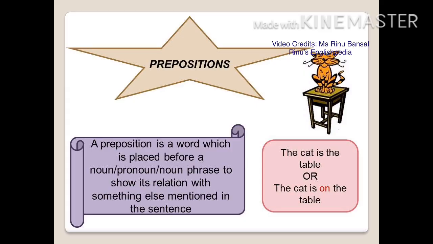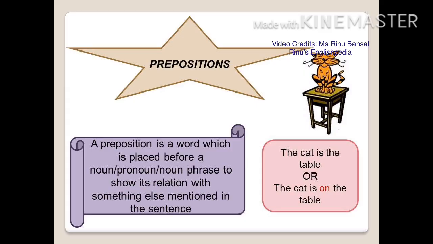In order to understand this, look at the sentence: The cat is the table. Does this sentence make any sense? Is the cat a table, or should it be: the cat is on the table? Now, doesn't the addition of the word on make this sentence a more meaningful sentence, and doesn't it show a relation between the cat and the table? Such words which help to show the relationship are known as prepositions.